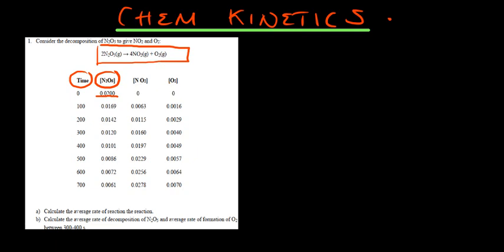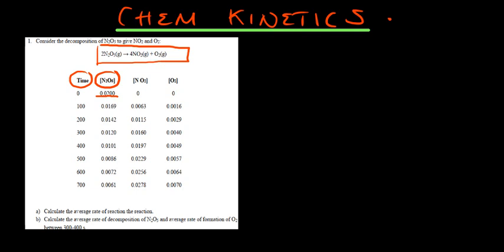Then after 100 seconds, if the time is in seconds, we are told the concentration reduced, then these others increased. Then you continue looking at it as you go down there, you see what's happening. Now, the question is saying, calculate the average rate of reaction. Before we get to answer that, we need to understand what a rate is.